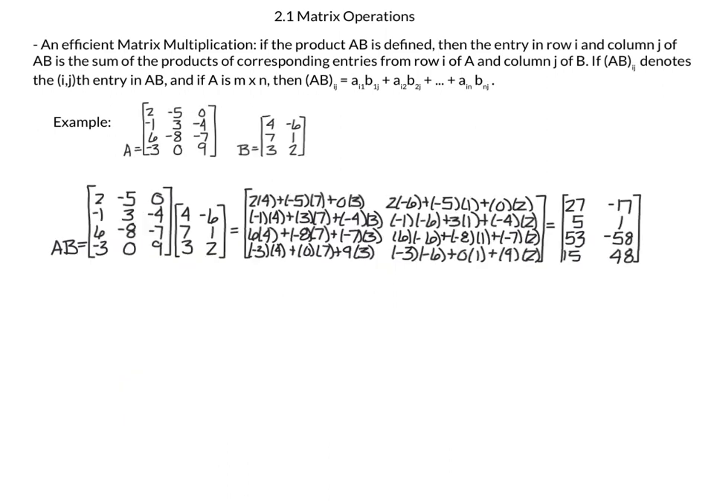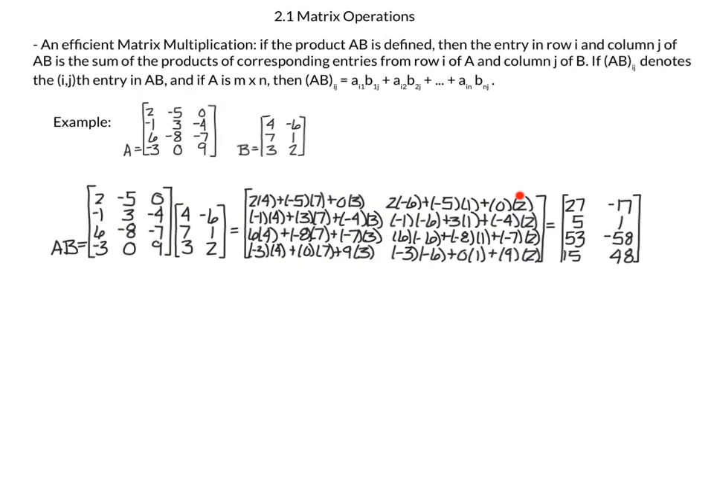An example of a larger matrix: A is equal to 2, negative 1, 6, negative 3, negative 5, 3, negative 8, 0, 0, negative 4, negative 7, 9, and B is equal to 4, 7, 3, 6, negative 6, negative 6, 1, 2. So we have A times B here. The first row times the first column is 2 times 4, minus 5 times 7, 0 times 3. For this entry, it's the first row times the second column, 2 times negative 6, negative 5 times 1, and 0 times 2.